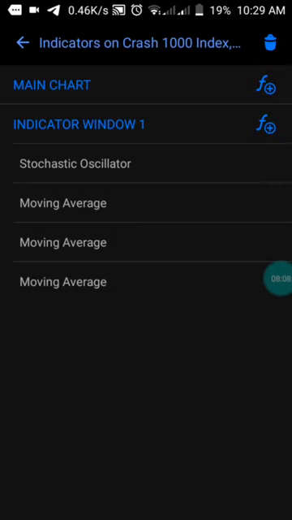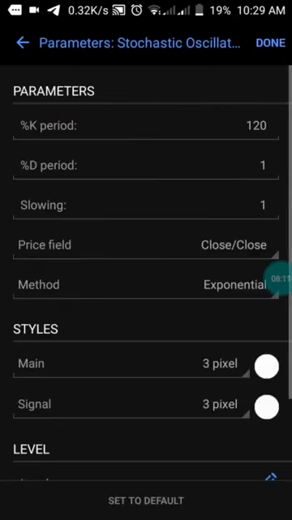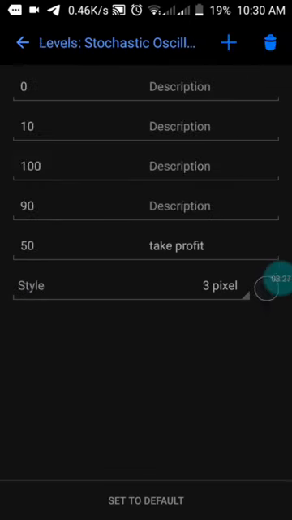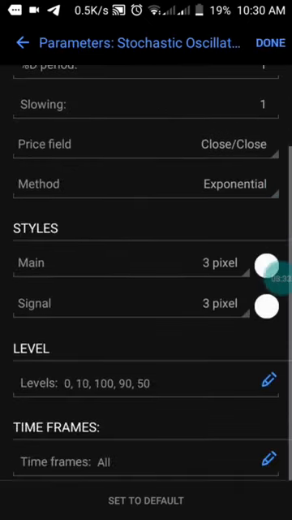We have the oscillator here. The first thing is the oscillator. We have the K period of 120, the D period of 1, the slowing of 1, and we have the price feed of close. We have the method to be exponential. We have our two colors to be white, which is the color of our background, and we have different levels also. Our levels are 10, 100, 90, and 50. You just screenshot it the way I show you guys.